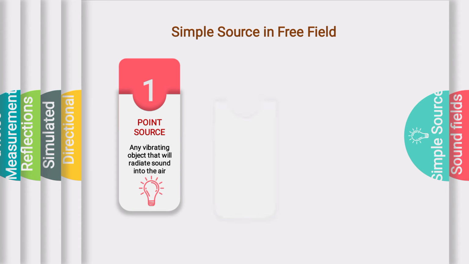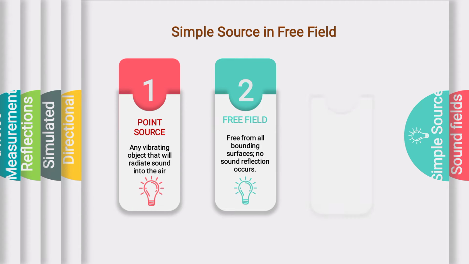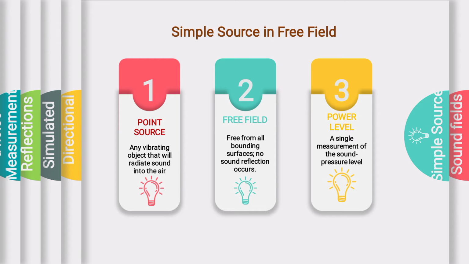Another concept in free field is the simple source. First, any vibrating object that will radiate sound into the air is called a point source. Second is free field. Free field is uniform and is free from all bounding surfaces. Third is power level. Power level is a single measurement of the sound pressure level at a known distance from a point source.